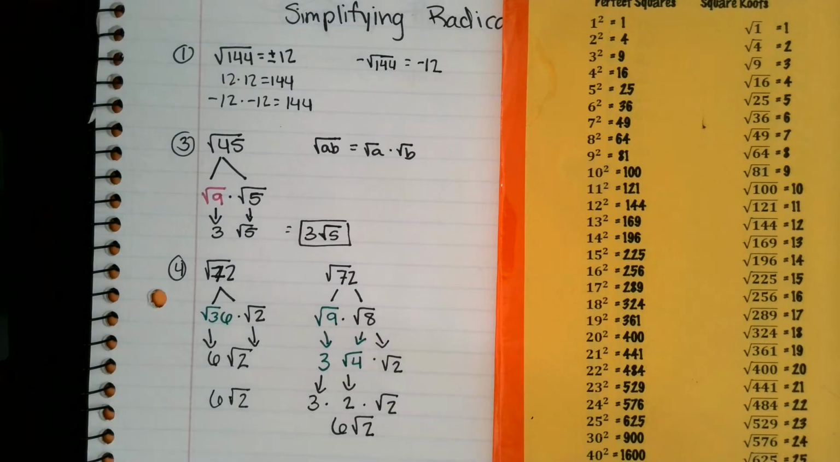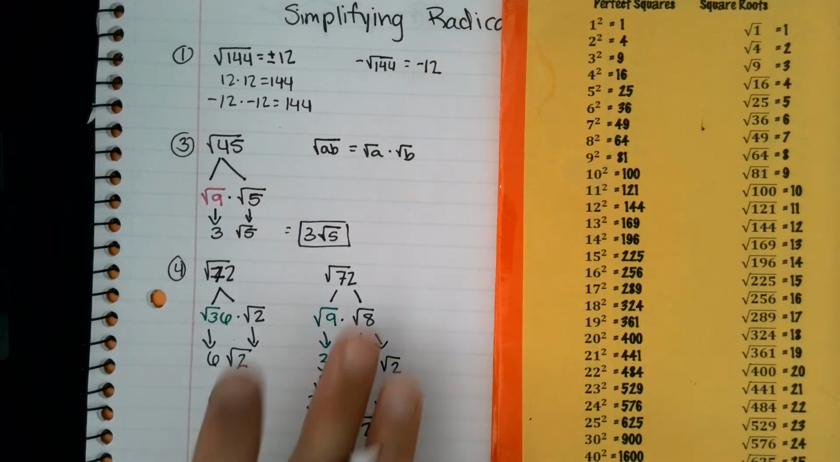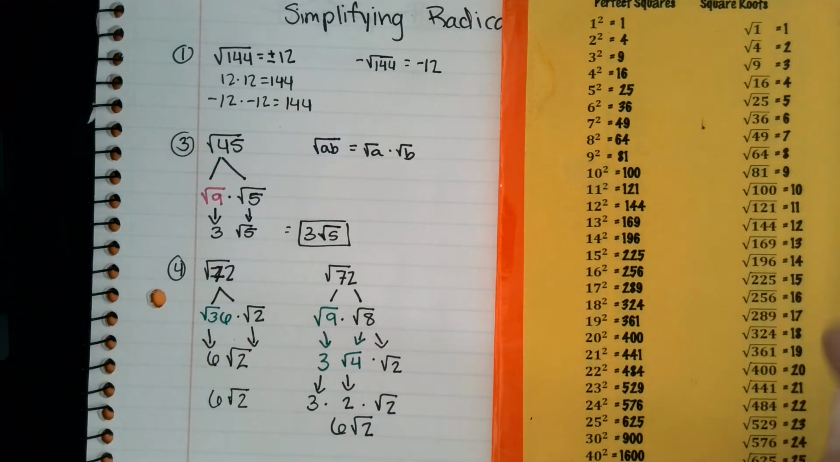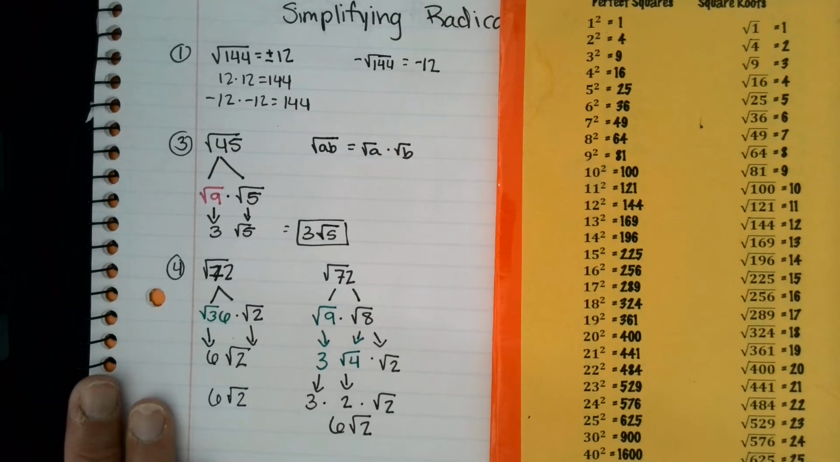The issue is, which way do you want to do the most work? I don't want to have to do this. More work means more opportunities for mistakes. If I can find the biggest perfect square that divides into these, I can be done much, much faster. So that's how we do these.